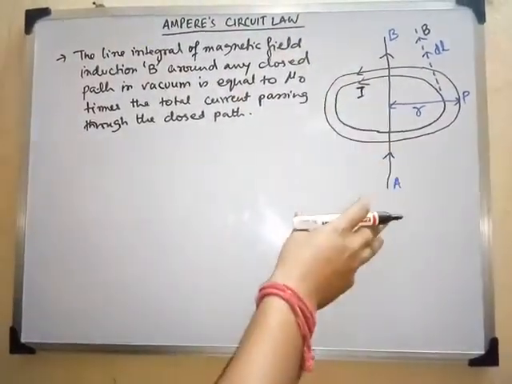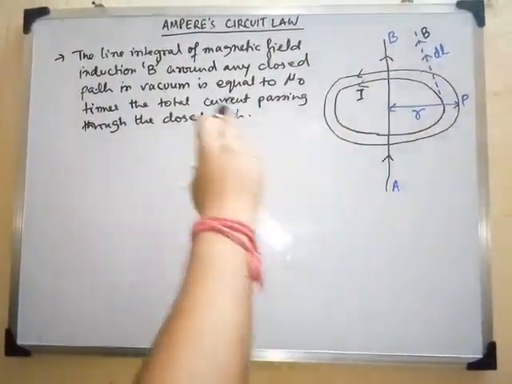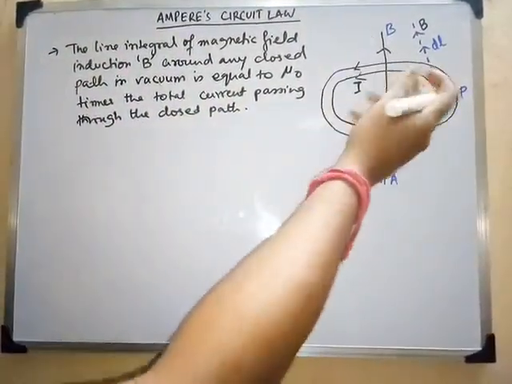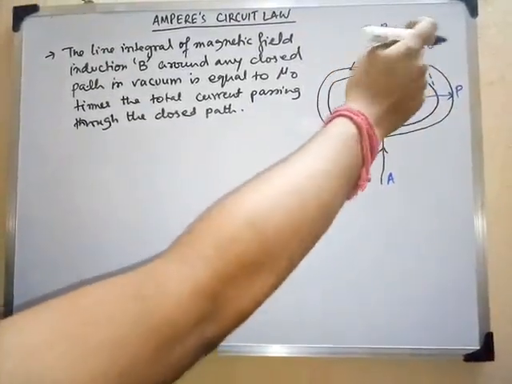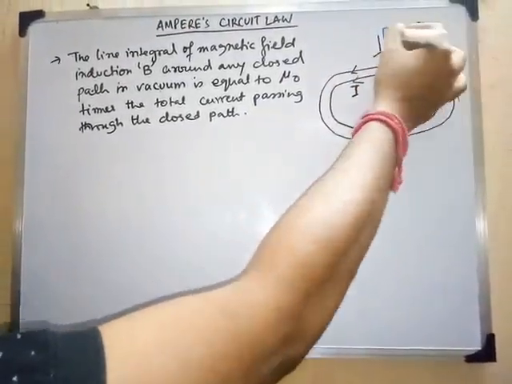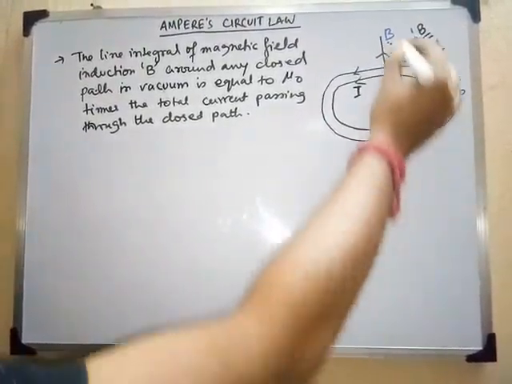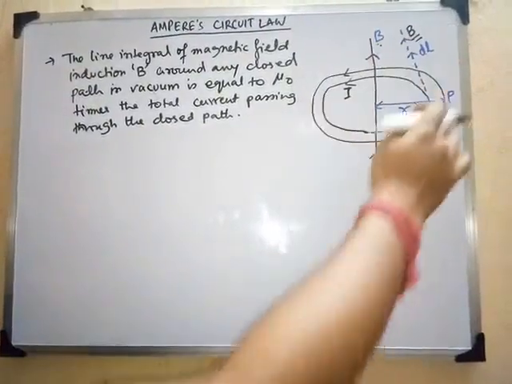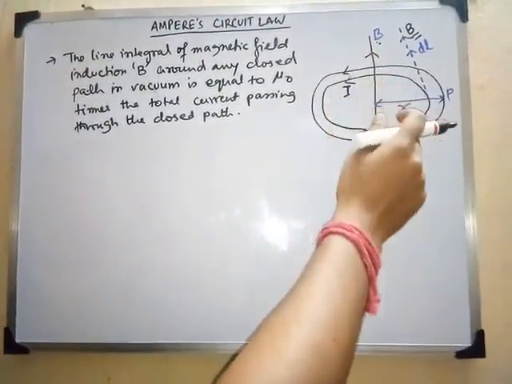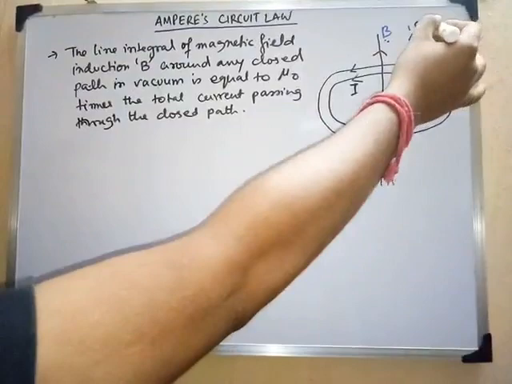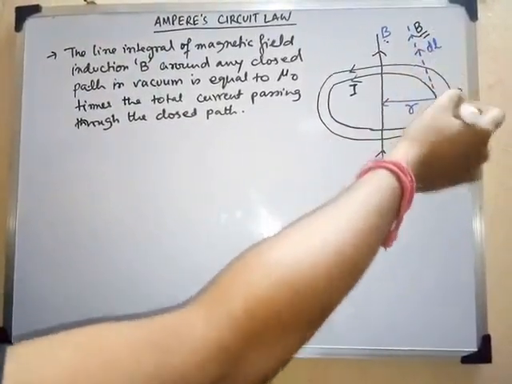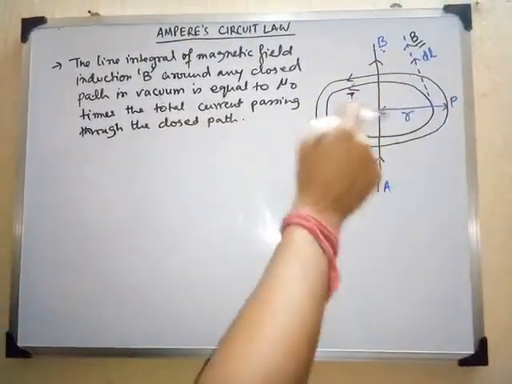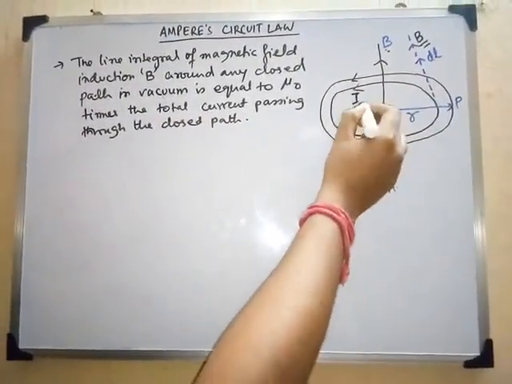So this magnetic field which is generated due to this closed line is equal to mu naught times the total current passing through it. That means the amount of magnetic field induction B, this black colored B, and this blue is actually point A and point B, right? So this magnetic field induction B around any closed path where some current I is passing, we can say that the total magnetic field induction B around any closed path in vacuum is equal to mu naught times the total amount of current that is passing through the closed line, that is I, right?